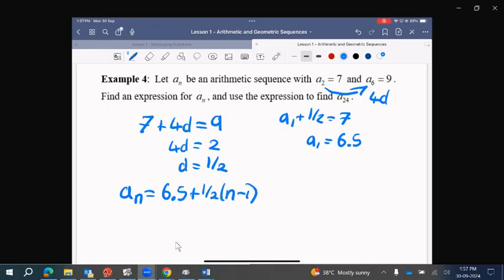So the nth term in the sequence is going to be 6.5 plus a half (n minus 1). Don't forget the n minus 1 inside there. We wish to find the 24th term, A24. We need 6.5 plus a half times 23. This gives us 18.